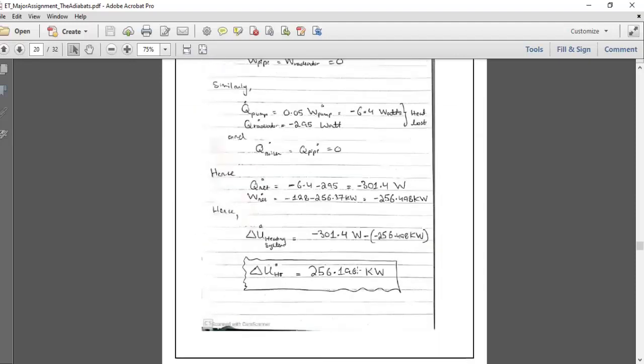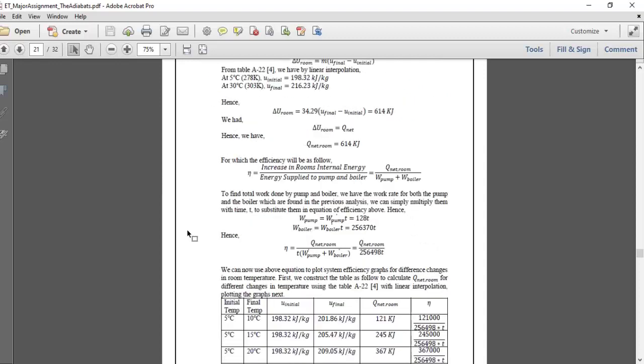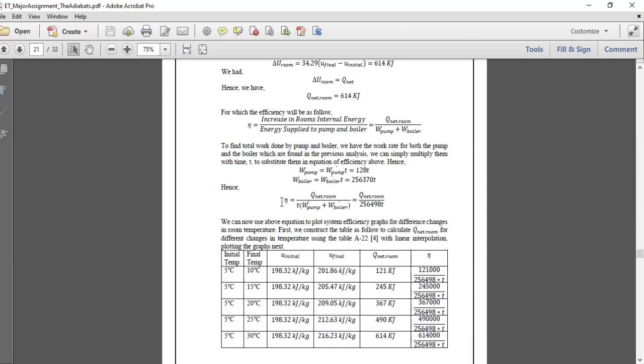First graphical analysis we had to perform was for efficiency of system as we heat it to different temperatures. For that, we simply used the efficiency definition statement earlier with only difference of using energy magnitudes rather than the rates. With further simplifications that can be studied in our document, we came up with the final expression of efficiency as function of time, which can be seen over here. The ratio will be net heat transfer into the room to work rate of boiler and pump being multiplied with time.